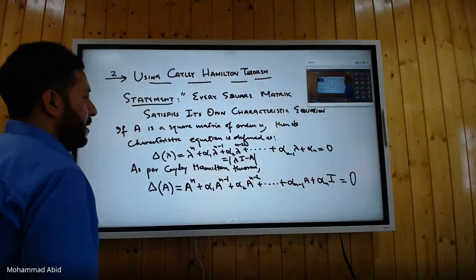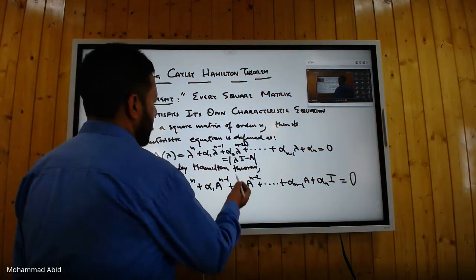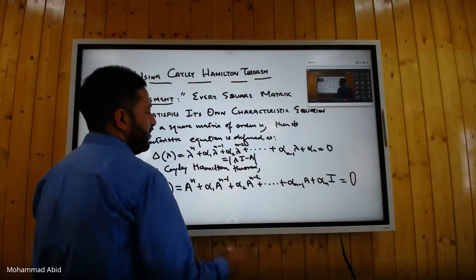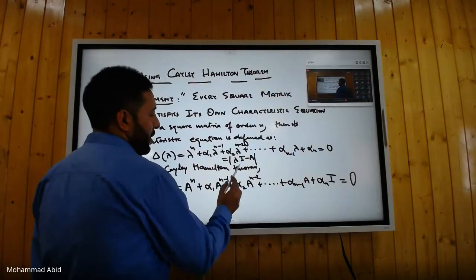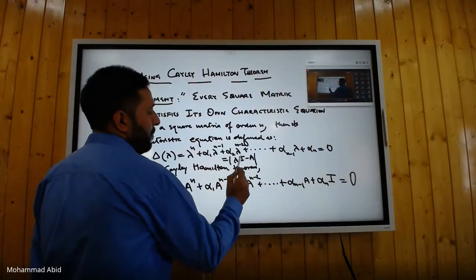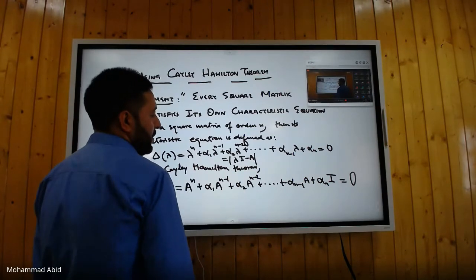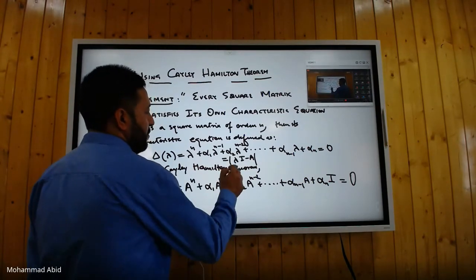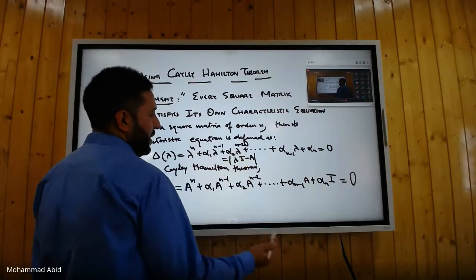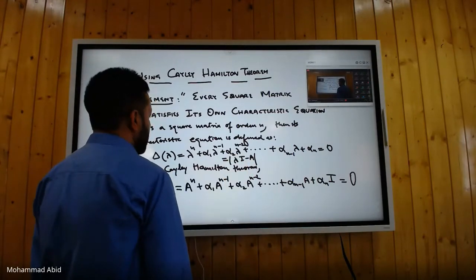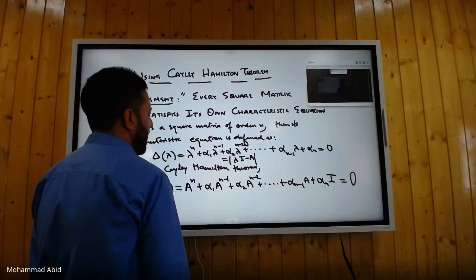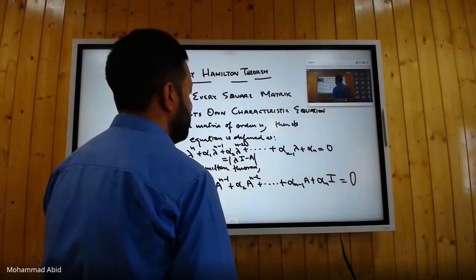Isn't it? Proof इसका trivial है. अगर आप यहाँ पे determinant of lambda I minus A में lambda की जगह A डाल दो, so this becomes determinant of A I minus A. Isn't it? That becomes determinant of zero matrix. That is actually zero. Do you get me? Okay. So this is what this theorem states.